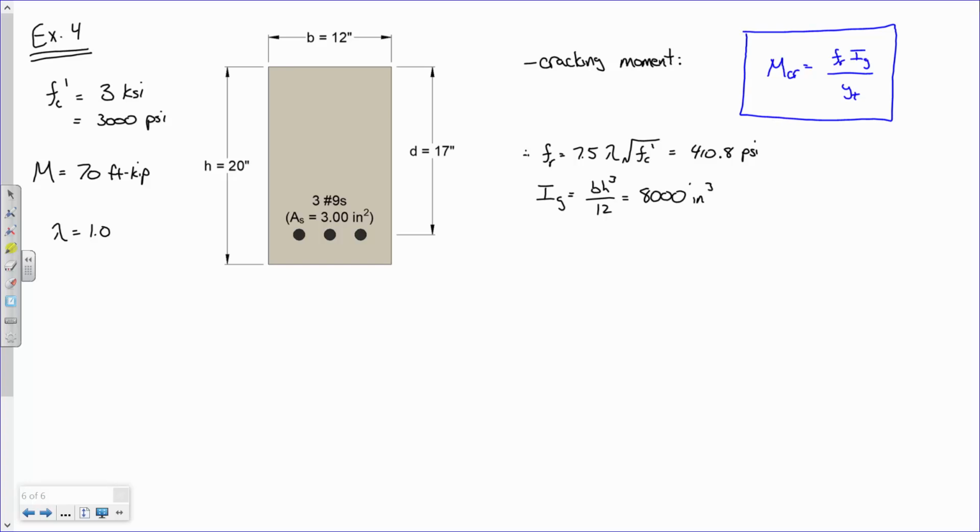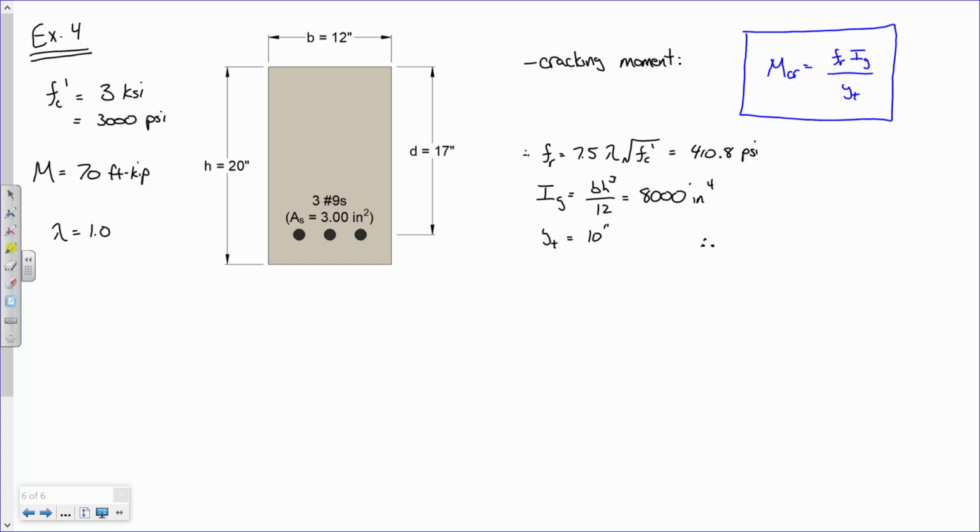I'm skipping through some of the calculations because I think this is pretty plug and chug. It should be pretty straightforward. Oh, inches to the fourth, sorry. Inches to the fourth. And then our Y sub T is 10 inches. All right. I went through that kind of fast, but is everybody okay with that? Okay. All right, so therefore, you take FR times IG over YT and then convert your units.